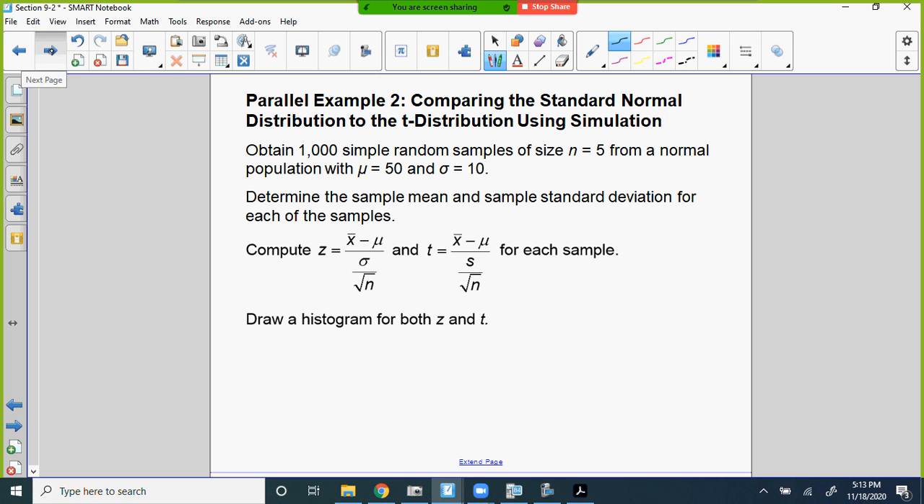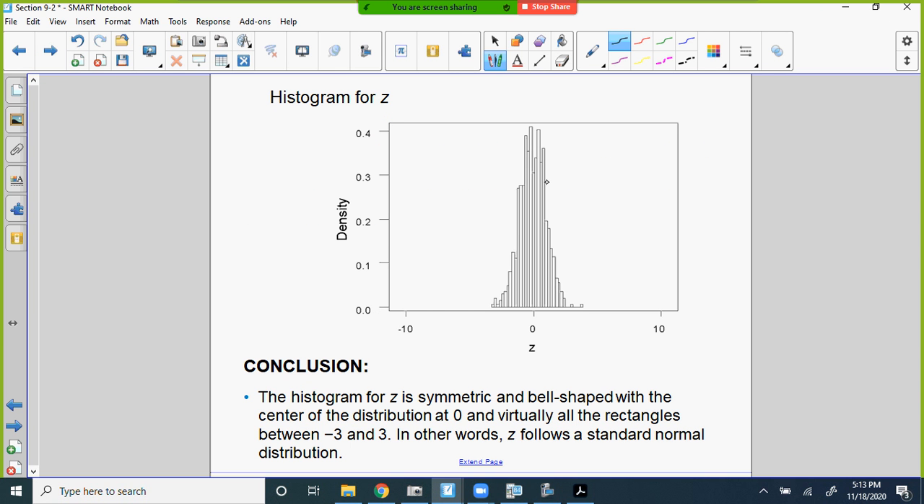All right, so here's a z, right? Nothing surprising. The histogram of a z is symmetric and bell-shaped with the center of the distribution at 0, and virtually all rectangles are between -3 and 3, right? In other words, z follows a standard normal distribution, okay? And we've seen that, right? We saw that when you start to increase the sample size, the shape becomes more bell-shaped, and the standard deviation of it goes down.